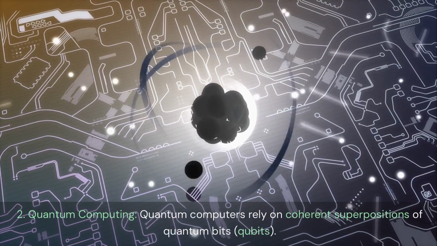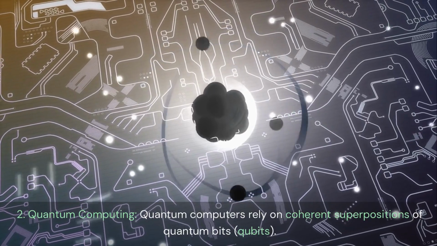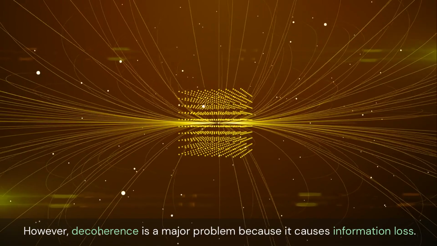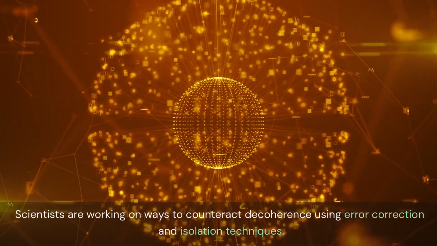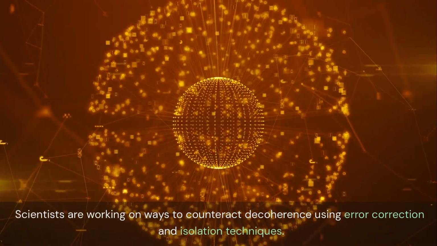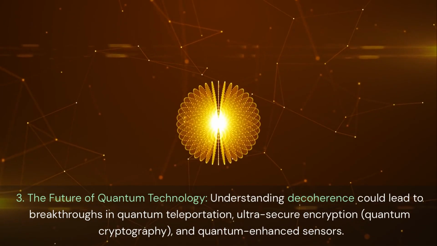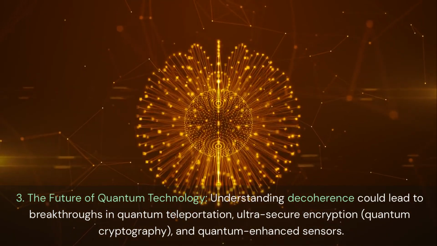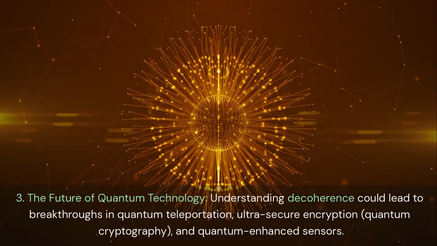2. Quantum computing. Quantum computers rely on coherent superpositions of quantum bits, qubits. However, decoherence is a major problem because it causes information loss. Scientists are working on ways to counteract decoherence using error correction and isolation techniques. 3. The future of quantum technology. Understanding decoherence could lead to breakthroughs in quantum teleportation, ultra-secure encryption, quantum cryptography, and quantum-enhanced sensors.